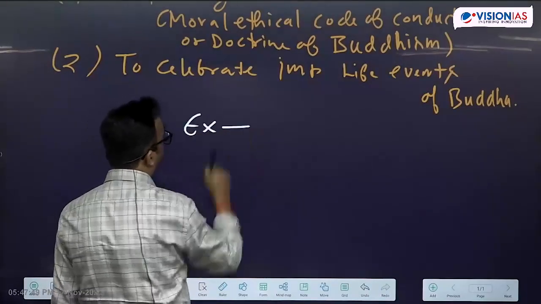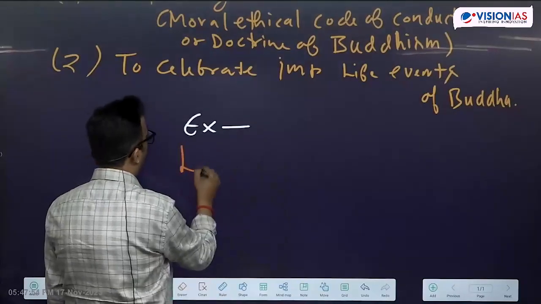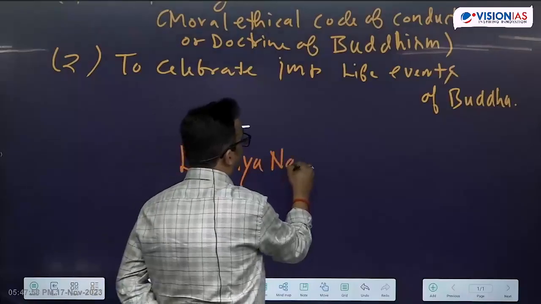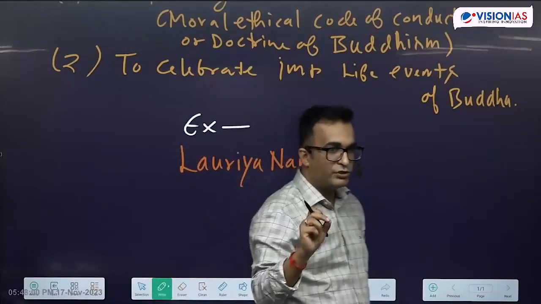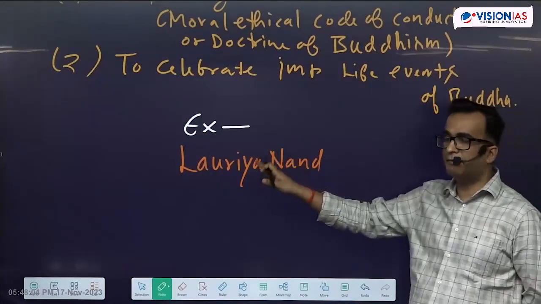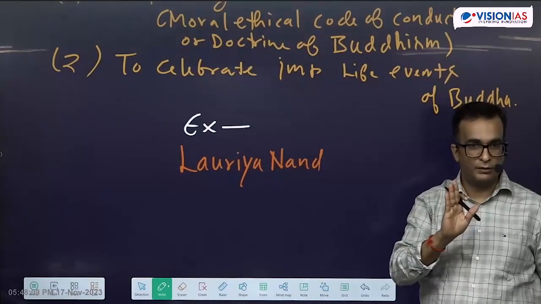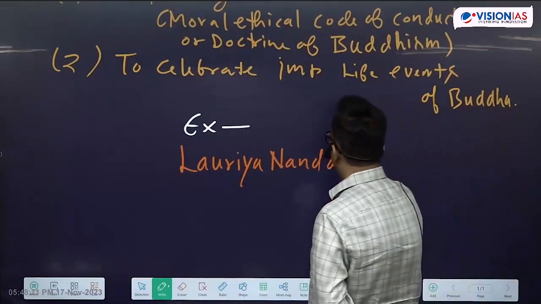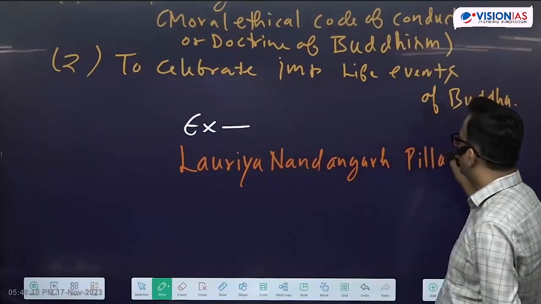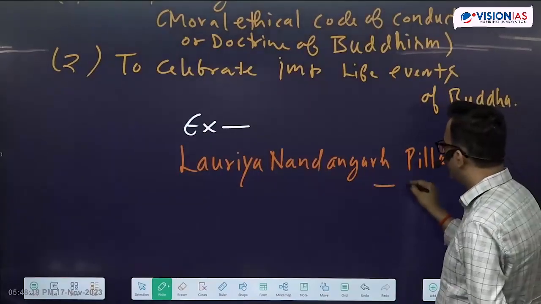So example number 1, you write: Lauria Nandangarh pillar. और देखो, इसे जो क्वेश्चंस आते हैं बेसिकली मोस्ट ऑफ द टाइम, 95% ऑफ द टाइम दे हैव आस्क्ड द क्राउनिंग एनिमल. सो यू नीड टू रिमेंबर द क्राउनिंग एनिमल. ठीक है. सो लौरिया नंदनगढ़ पिलर, एंड वेयर इज दिस प्लेस? एनीवन? हाँ, इट इज इन बिहार. ठीक है. सो इट इज इन बिहार. स्टेट याद रखो.